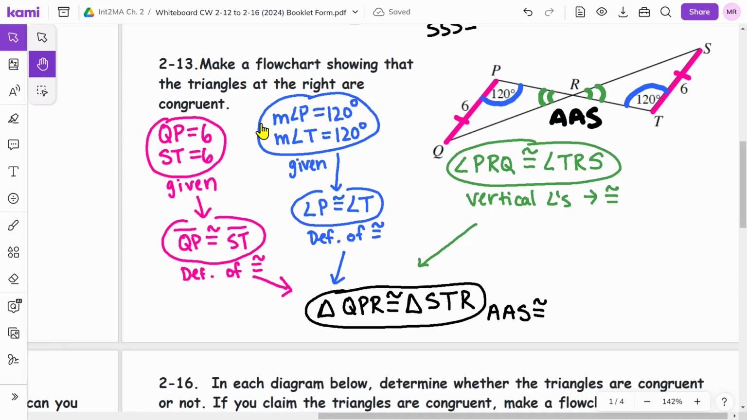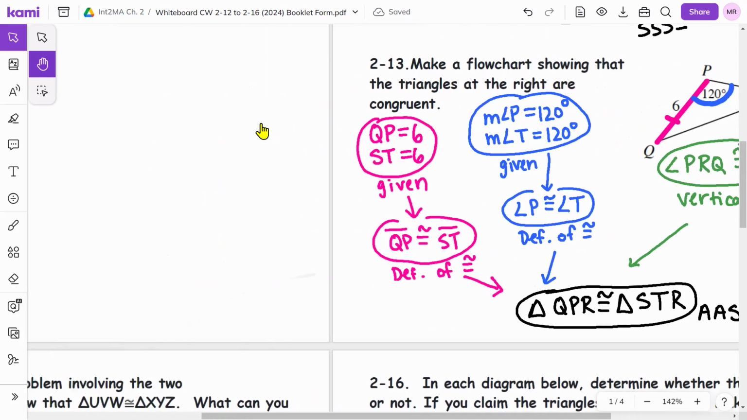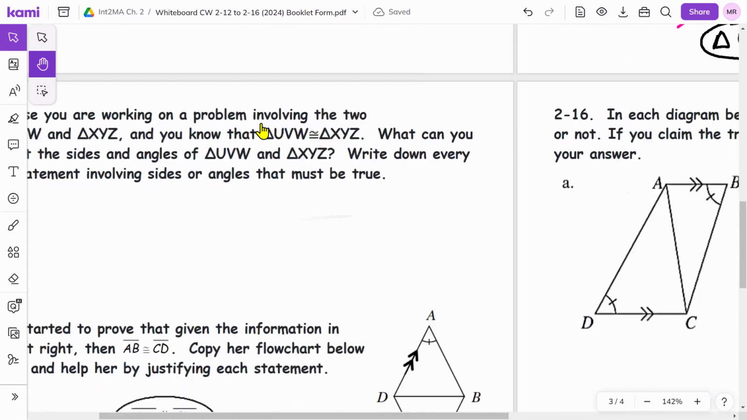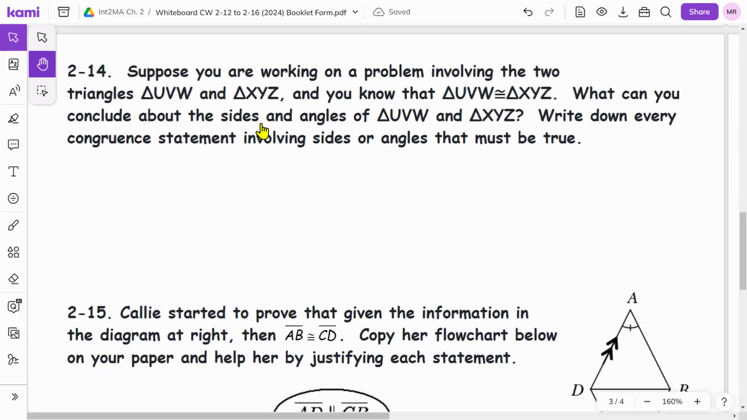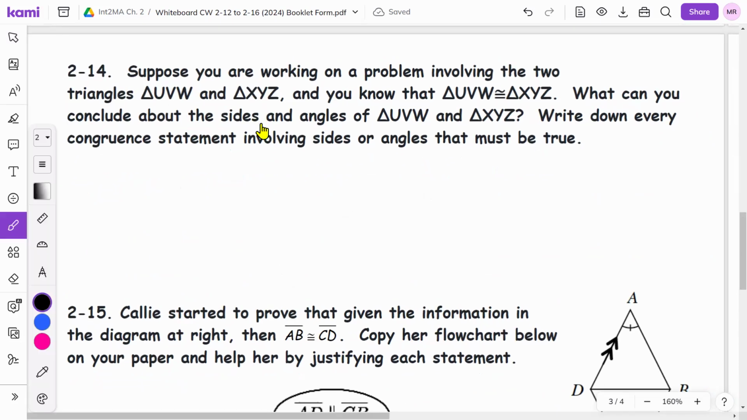Okay, so let's go to number 14. On 14, it says, suppose you're working on a problem involving two triangles, triangle UVW and triangle XYZ, and you know that triangle UVW is congruent to triangle XYZ. What can you conclude about the sides and the angles of the two triangles? Write down every congruent statement, including sides or angles that must be true.